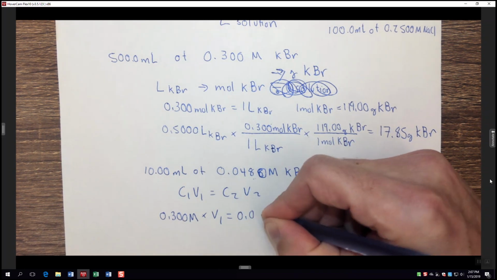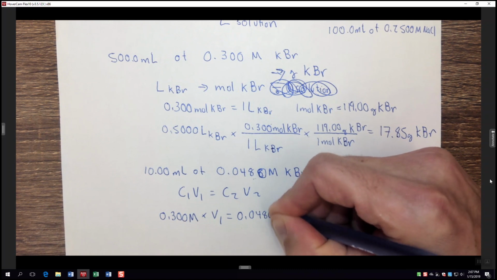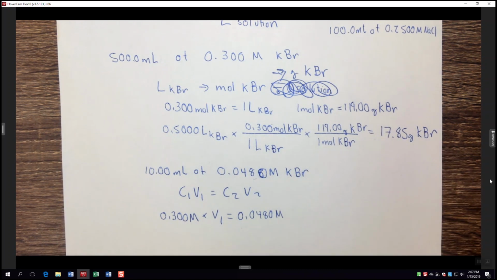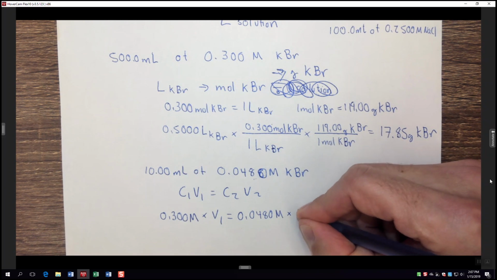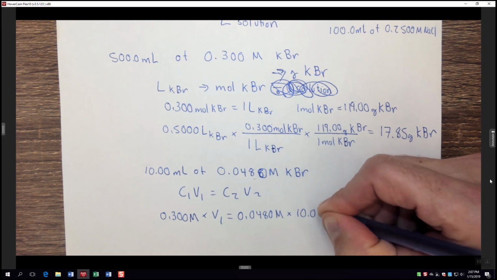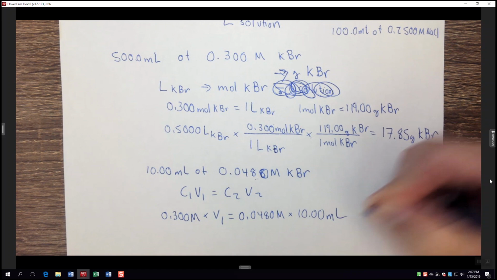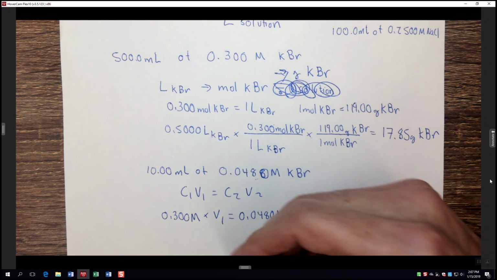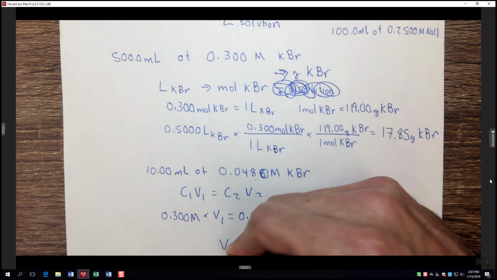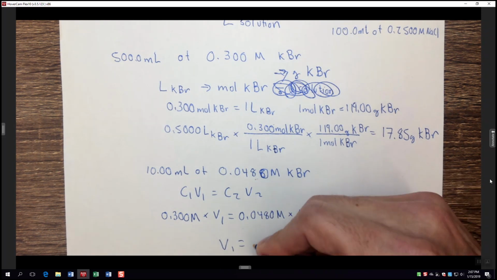And you may remember the dilution equation that we used all the time in general chemistry, which is C1V1 equals C2V2. In this case, C1 is our initial concentration, which in our case is 0.300 molar. The initial volume is how much of this 0.3 molar KBr solution we want to add. That's what we don't know. You could call it X. I'm going to leave it as V1.